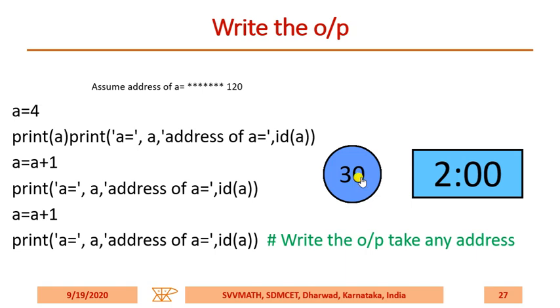Pause the video and try to write the output. Take a paper and pen. A equal to 4. I am printing the A. I am printing the address of the A. A equal to A plus 1. I am printing the address of the A. A equal to A plus 1. Again I am printing the address of the A and A also.